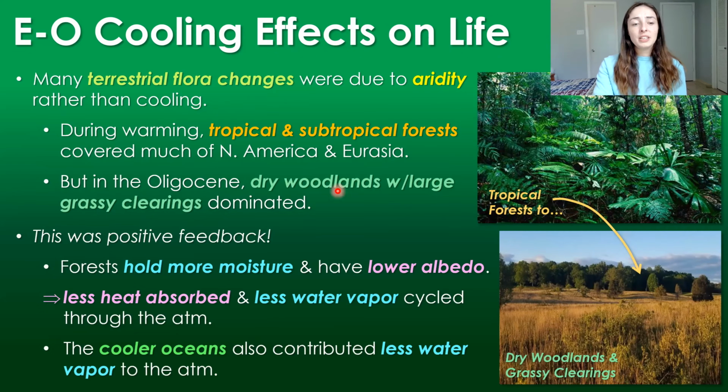And this was a positive feedback. Forests held more moisture and had lower albedo. Lower albedo means lower surface reflectivity. They held in heat. So with deforestation, things became cooler because there was a higher albedo, higher surface reflectivity than the forest would have provided, and also held less moisture, so drier. So deforestation that was caused by cooling and drying increased cooling and drying, aka positive feedback. The cooler oceans also contributed less water vapor to the atmosphere than they did during the warming times when they evaporated more. So all these things were positive feedbacks leading to more cooling and more dryness.